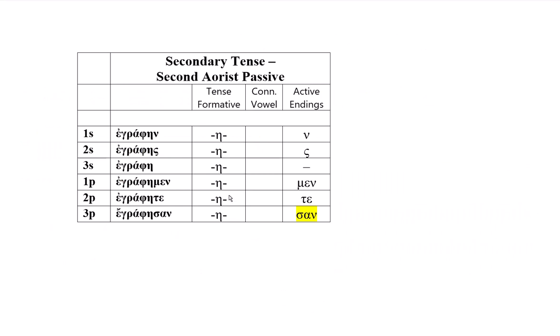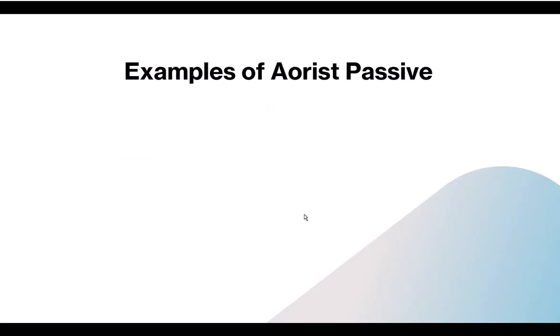Very quickly, here is our table of second aorist passive. We're using grapho. It is formed with second aorist passive, and we have agraphen. So we have the tense formative is eta, the ending is n, and these are all fairly straightforward. We have en, es, e, emen, ete, esan, and that just corresponds down the table. So no surprises here. Here are some examples of aorist passive.